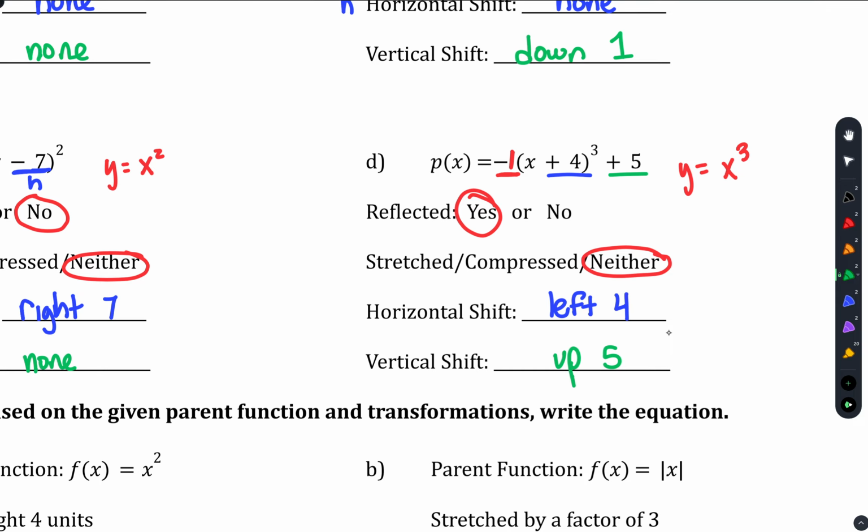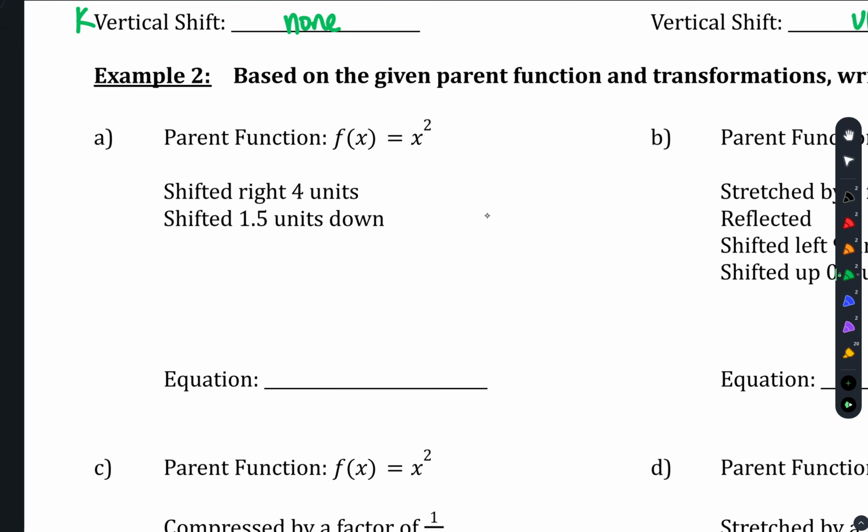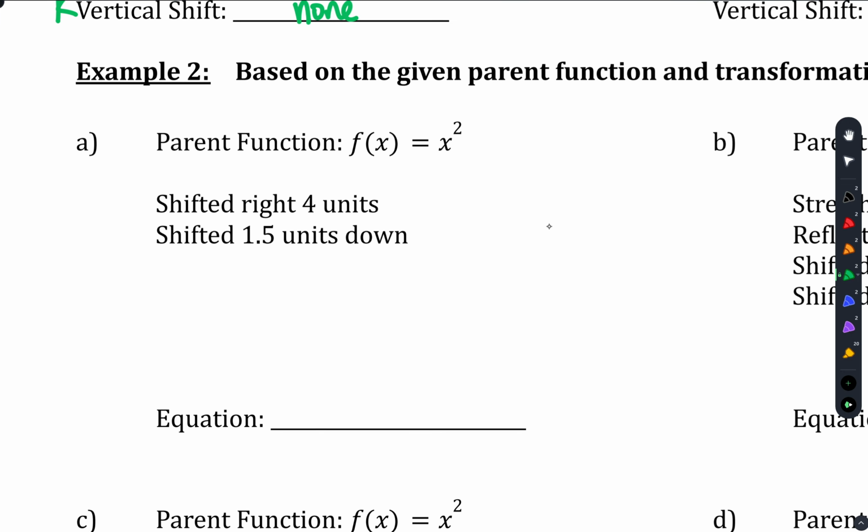Okay, now we're going to do the opposite. We're going to be told what our transformations are. We have to write the new equation. So let's take a look at letter A here. It first tells me that my parent function is called f of x equals x squared. That means that one's named f. We're going to pick a new name. You can pick really whatever letter you feel like. I'm going to call mine g of x.